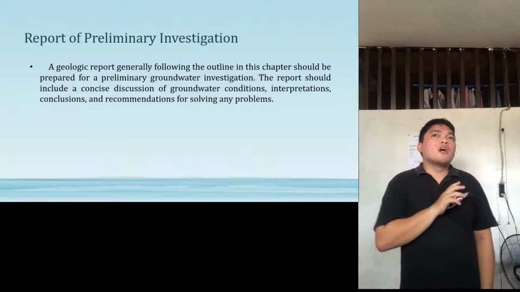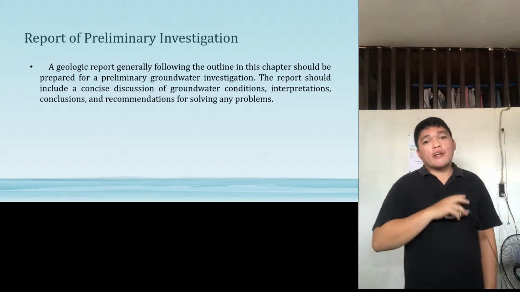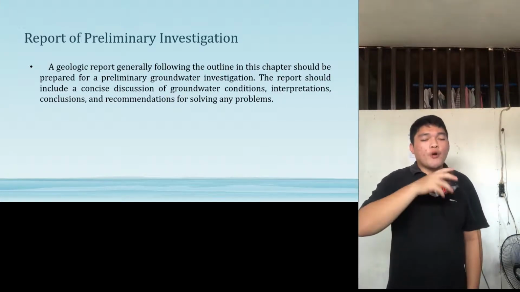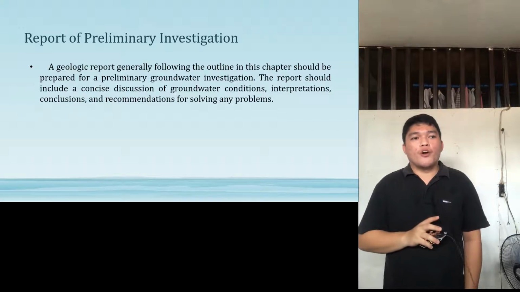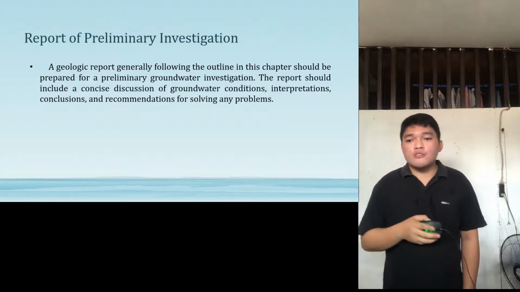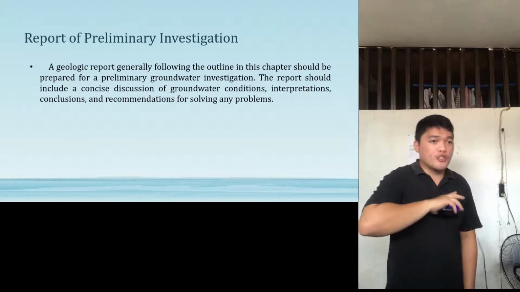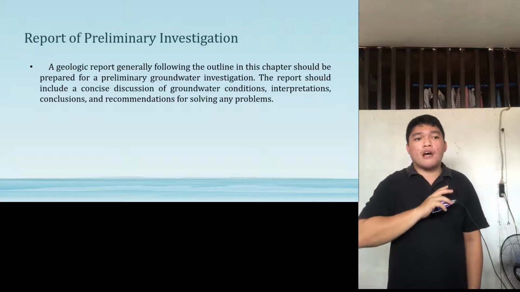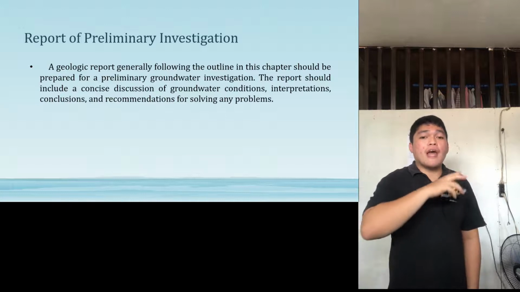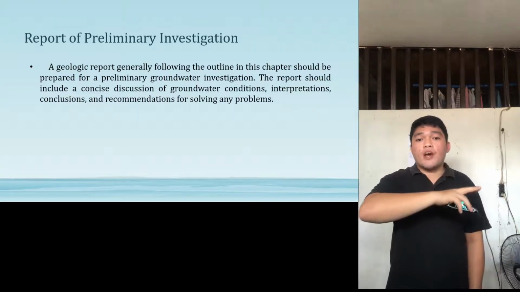So after we investigate, of course we have to report it. In our report, we will state or discuss the groundwater conditions that we have investigated, the interpretations, our conclusions in our investigation, and our recommendations for solving any problems or issues at that certain place that we have investigated.